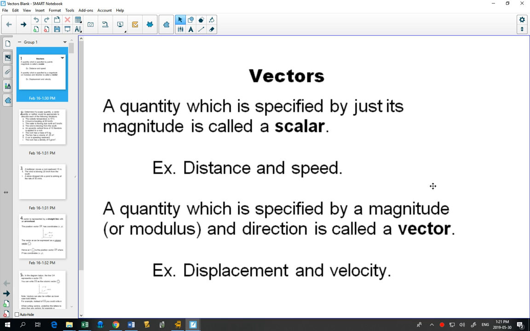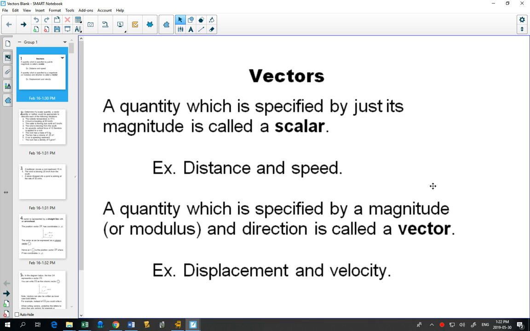So the way we differentiate that in our words, instead of distance, we talk about displacement. Displacement is how far you are away in a certain direction. And instead of speed, we talk about velocity, right? I'm going 100 kilometers an hour, that's a speed. I'm going 100 kilometers an hour north, that's a velocity.